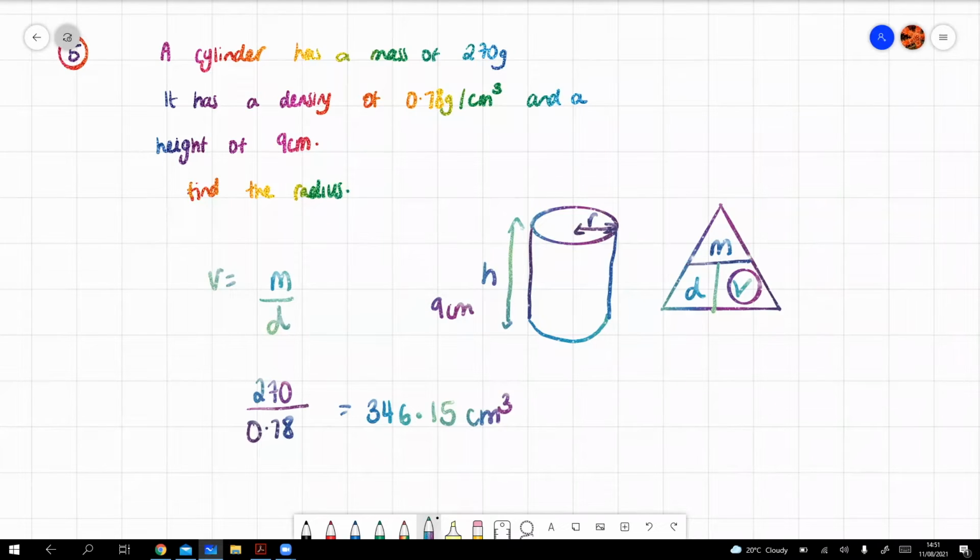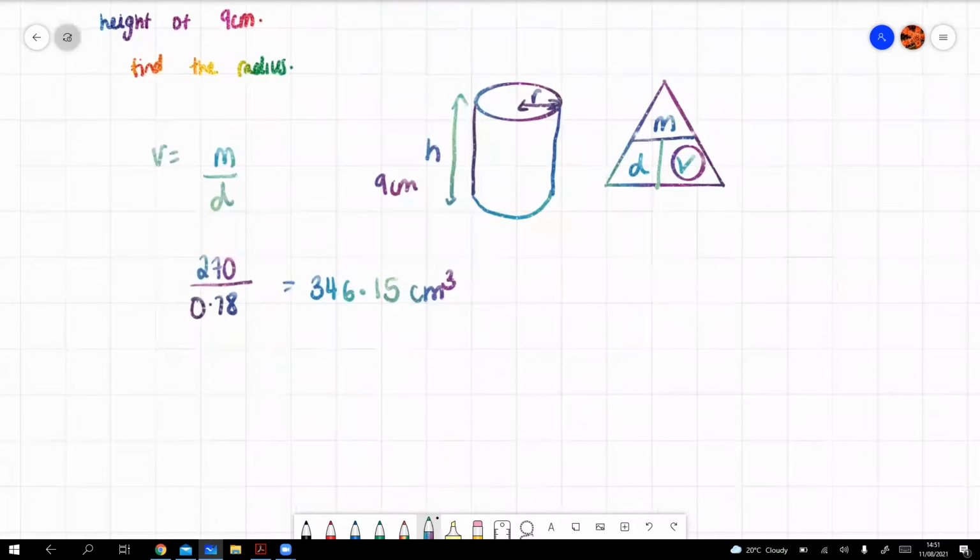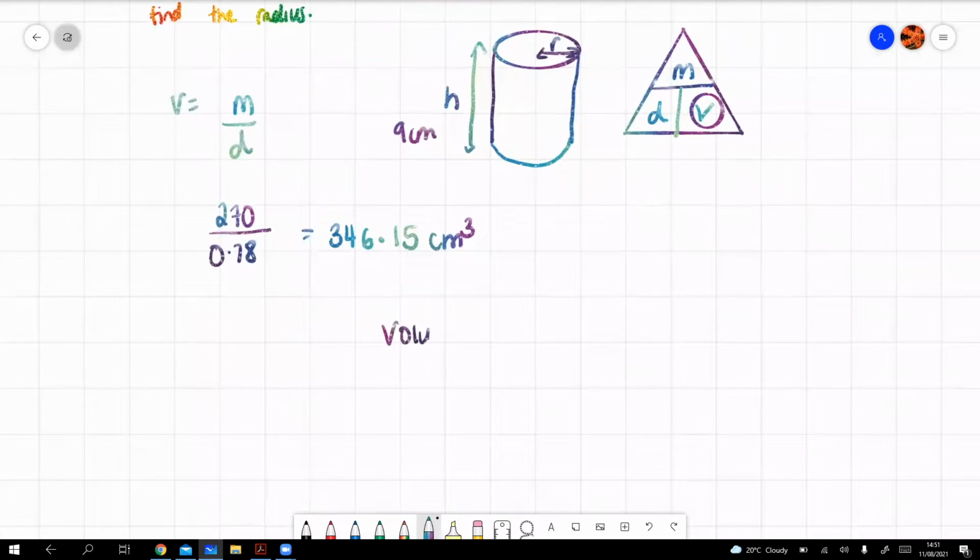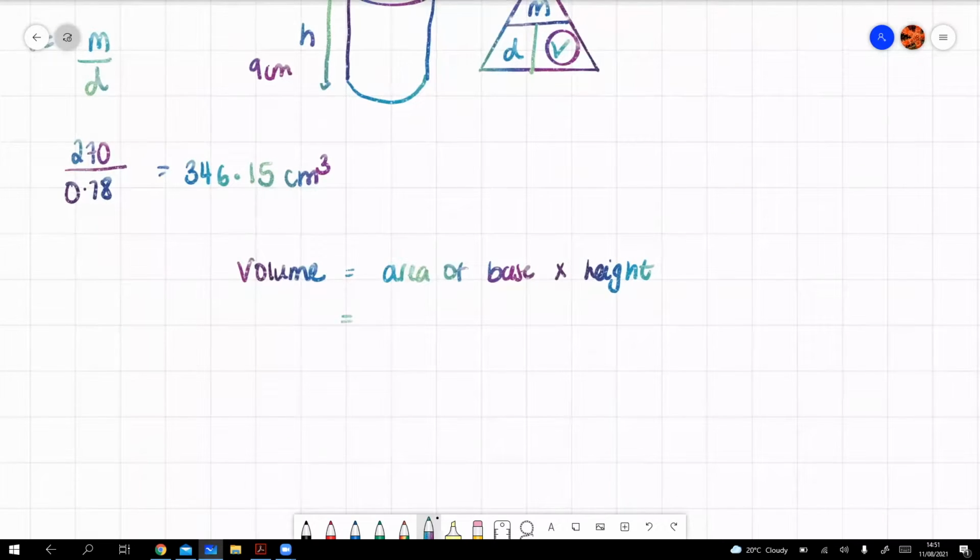Now that's not it. We've just worked out the volume. Now, how do I work out the volume of my cylinder? Well, it's area of base times height. My area of base is a circle. How do you work out the area of a circle? Pi times radius squared, and I'm going to times it by the height.